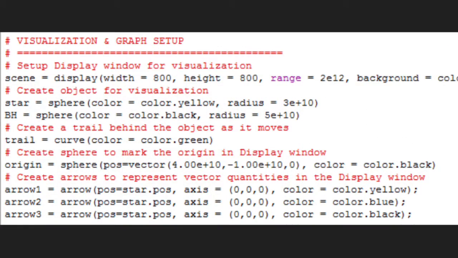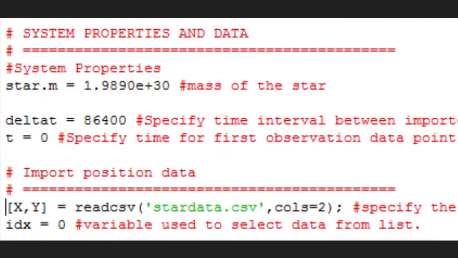I went about calculating this through VPython. So I first had to set the scene and create a visualization for the black hole, the star, and the arrows that would represent Fnet, perpendicular, parallel, and just Fnet. Then I went about putting in the values for the star's mass and the timestamp, which is how many seconds are in a day. And then I imported the position data for the star that was also given to us.